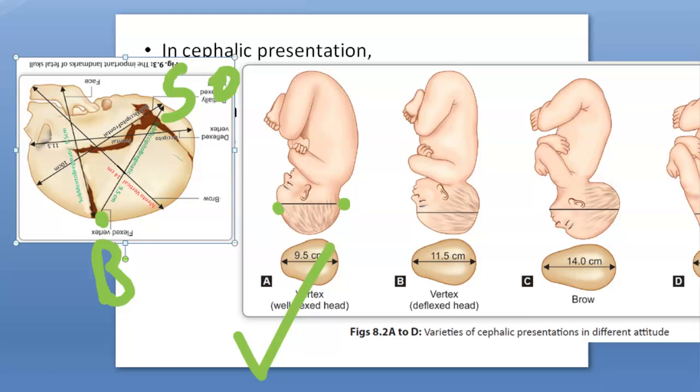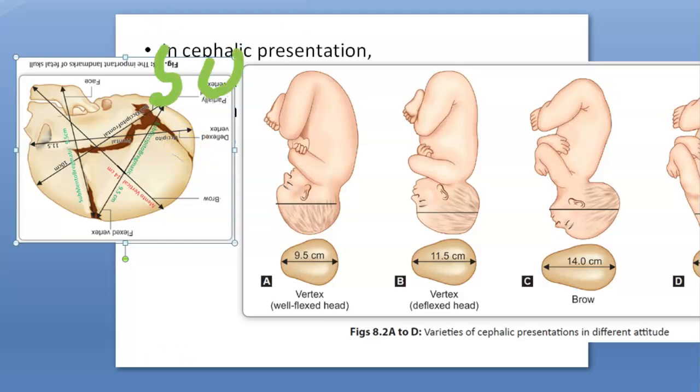In cephalic presentation, if there is vertex with a well flexed head, we get one. Then submentobregmatic, right? Focus guys, focus. What did we find just now? We found suboccipitobregmatic. Where will you get this? In cephalic presentation, when the vertex is the presenting part.